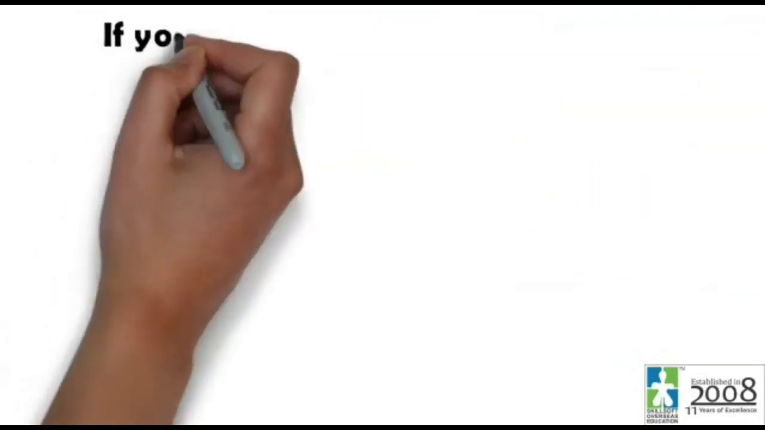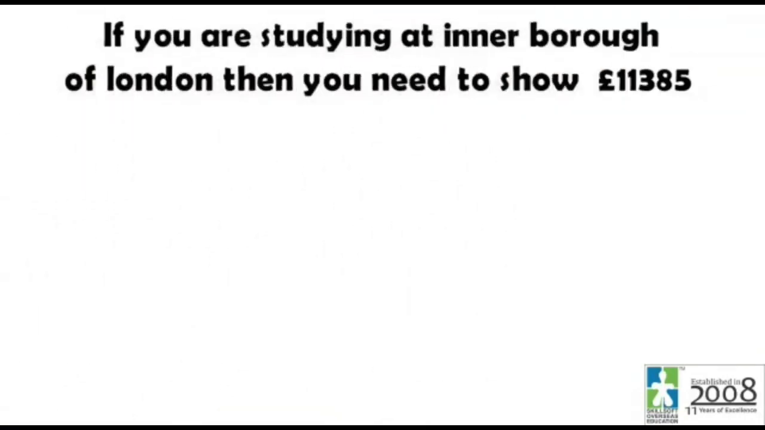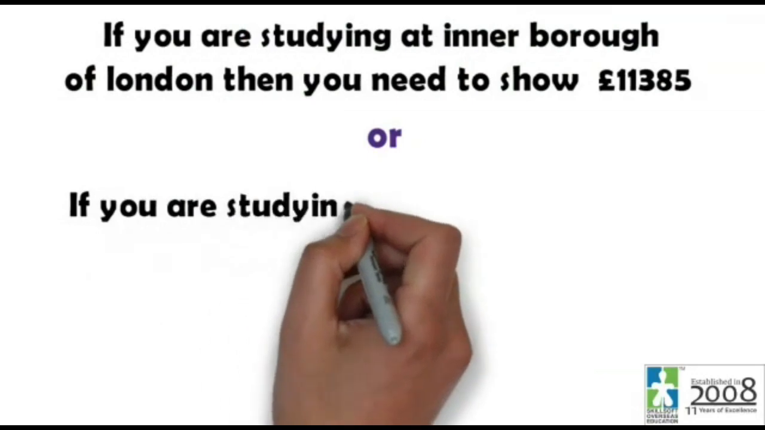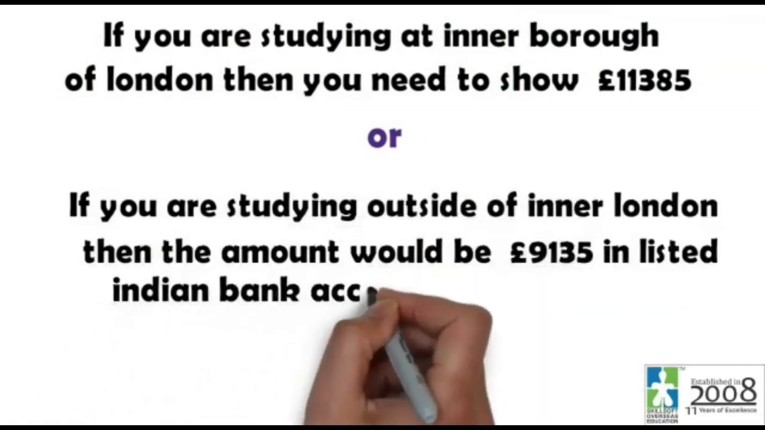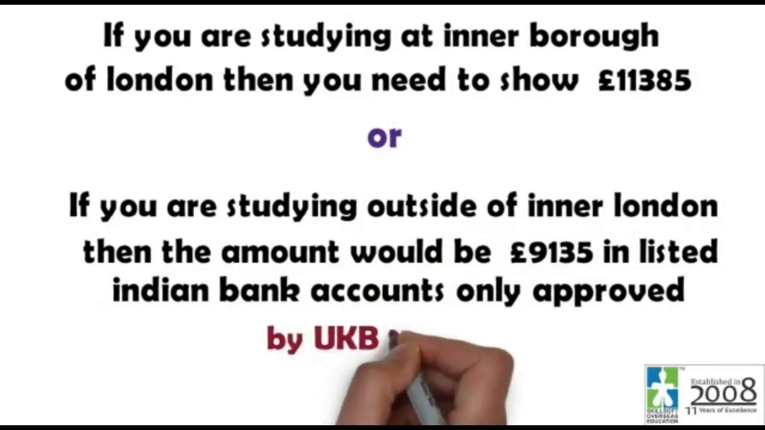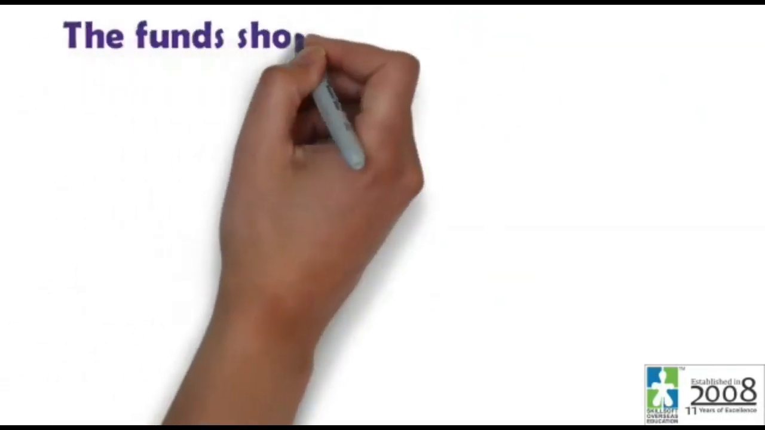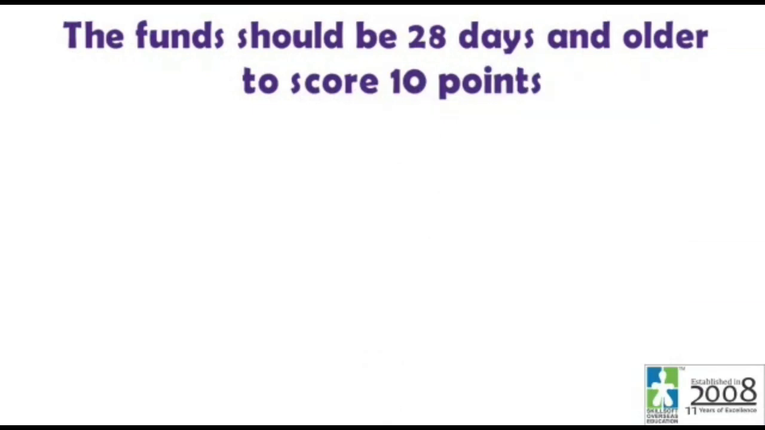For inner borough you need to show £11,385, and for outside of inner London your amount would be £9,135. The funds should be 28 days or older to score 10 points.